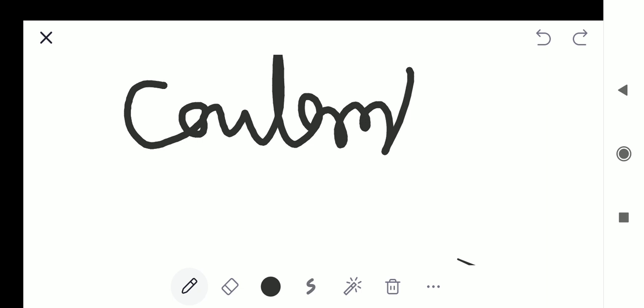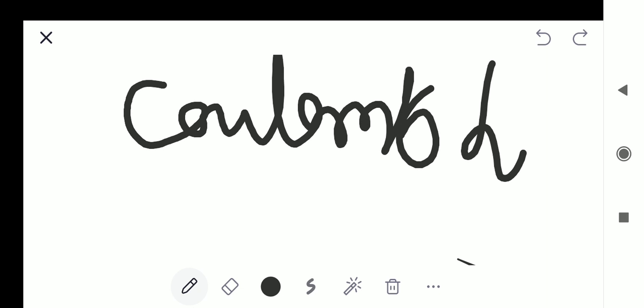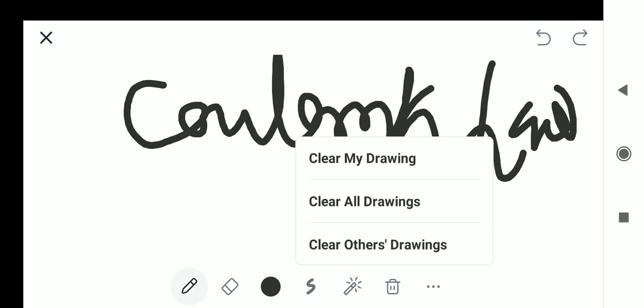So all this was predicted by Mr. Coulomb. That's why it is called Coulomb's law. This Coulomb's law is what we consider in electrostatics.